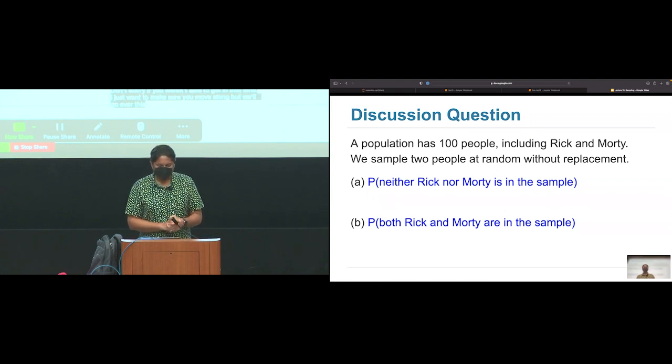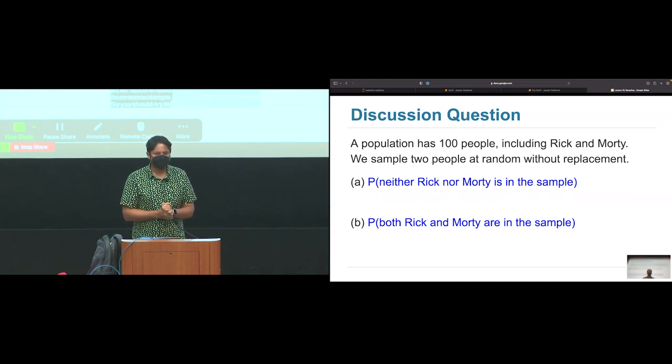So for this first question, the probability that neither Rick nor Morty is in the sample. You should try to approach this using the methods we talked about last time, right? Usually the easiest way is to think about whether we can separate this into unique ways that things can happen. If neither Rick nor Morty is in the sample, that means out of the 100 people, I need the 2 people to only be from the other 98.